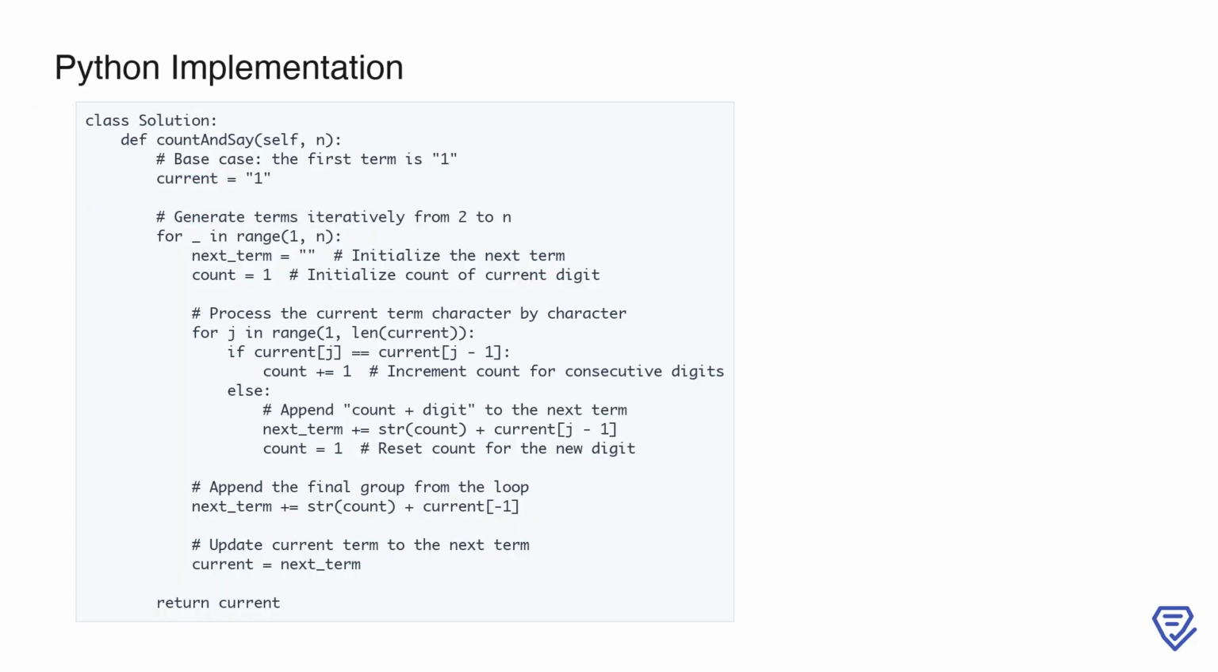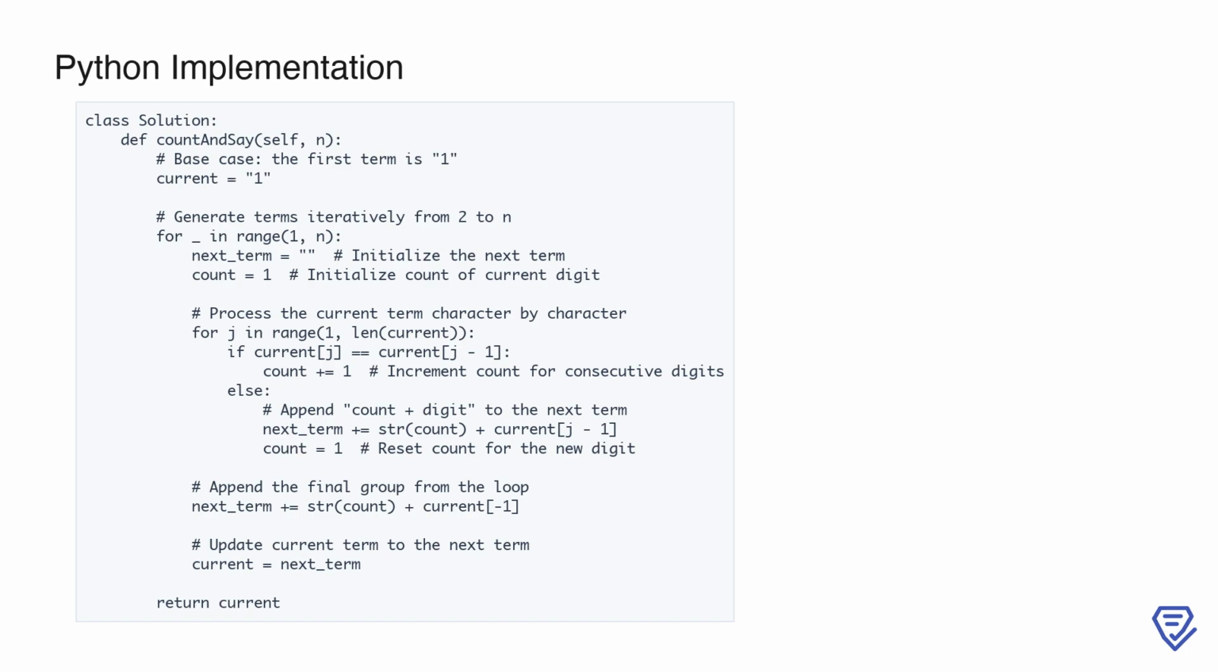The solution to the count and say problem involves generating the nth term of a sequence where each term is a description of the previous term. The sequence starts with 1, and subsequent terms describe the count of consecutive digits followed by the digit itself. For example, the sequence begins as 1, 11, 21, 12, 11, and so on.